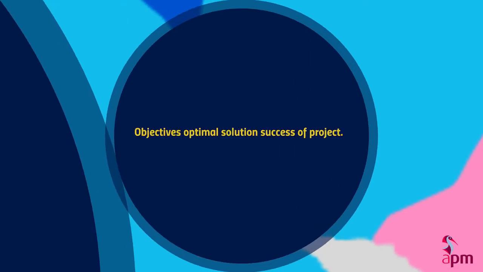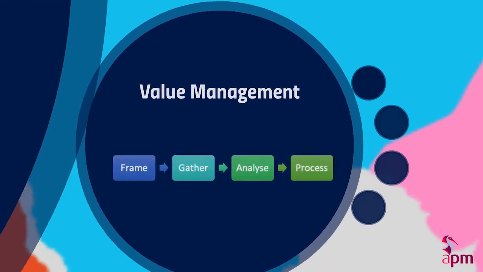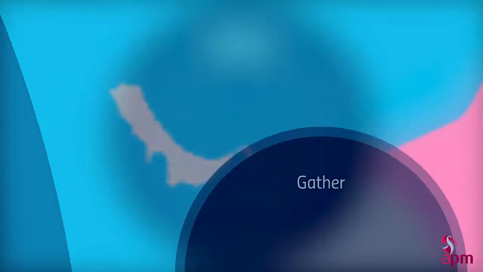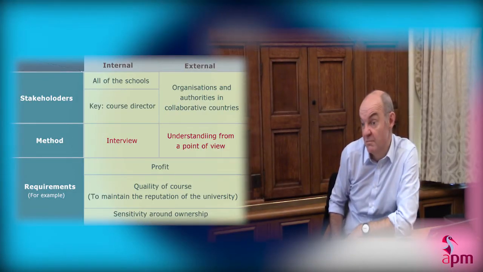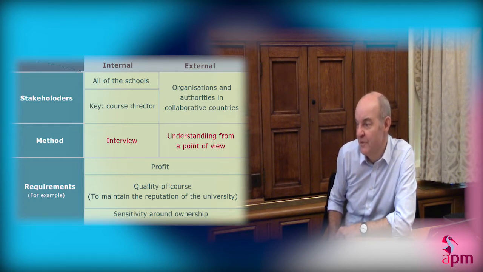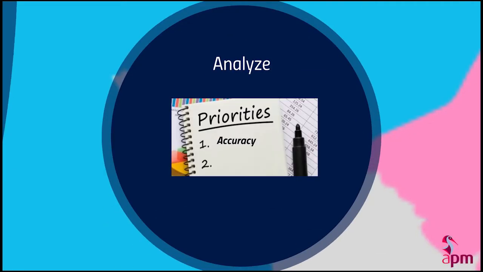Requirements management is capturing, assessing, and justifying stakeholders' wants and needs. Value management is a common approach to requirements management. For the internal ones, it's fairly easy because you do lots of interviews. For the external stakeholders, it's more of an iterative understanding from our point of view. The analysis shows a thorough understanding of requirements and value that contribute to the objective.